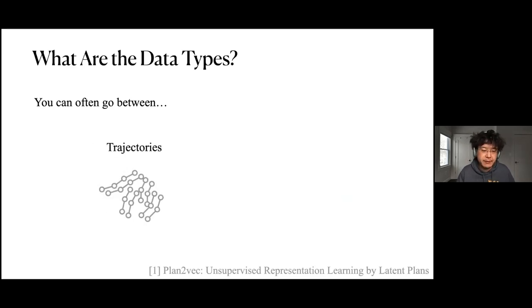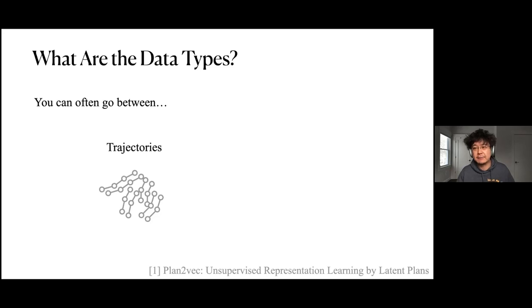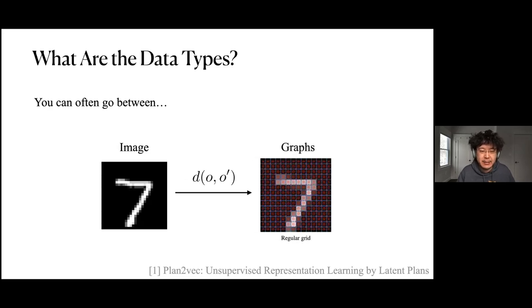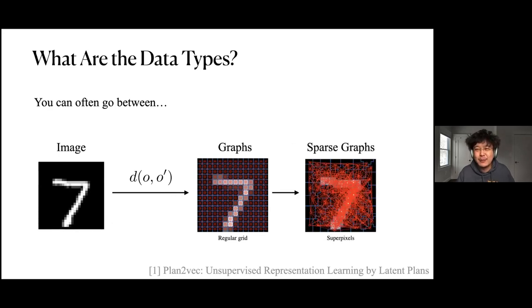For example, in one of my previous works, called plan2vec, supervised representation learning by latent plans, we built up graphs by collecting trajectories from a reinforcement learning agent, and then ran multi-dimensional scaling algorithms, basically embedding algorithms, on top of this graph that we construct using some kind of local metric. So here you can go from trajectory data to graphs. You can also go from images, which are pixels on a regular grid, to graphs as well. In this case, I can view the image as a dense graph that's connected neighbor-wise, right? But as soon as you start looking at things as graphs, you can also have sparse graphs where you work with superpixels that aggregate information from multiple nearby pixels.